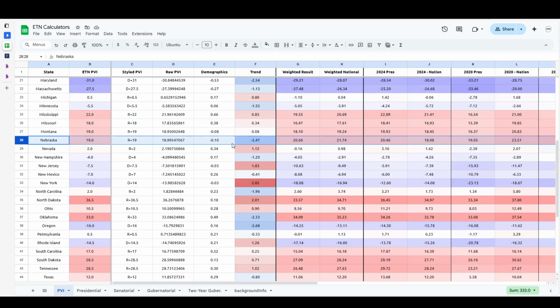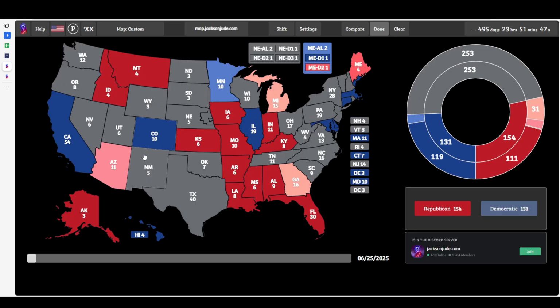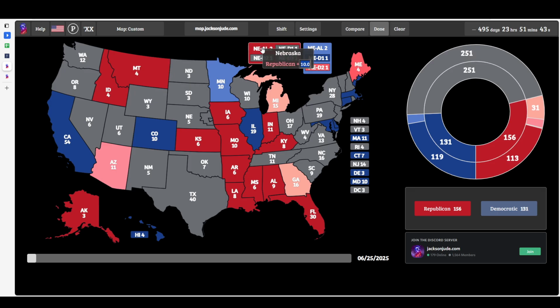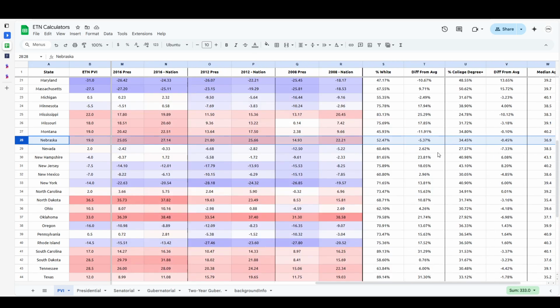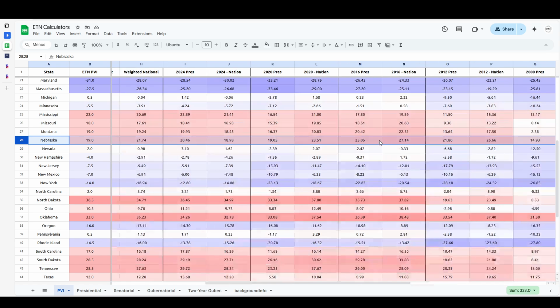But what is interesting is the state of Nebraska, 2.5 points to the left. However, it doesn't really matter as it is still a safe Republican state, R plus 19. So that's going to be interesting. The demographics actually help the Democrats, because it is quite a bit younger and a bit less white than the rest of the country, interestingly enough.